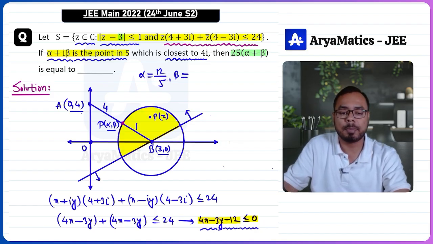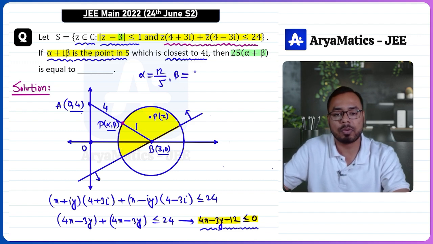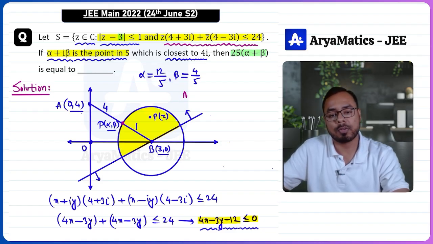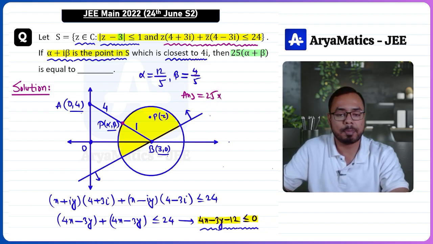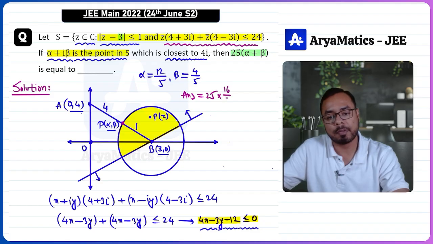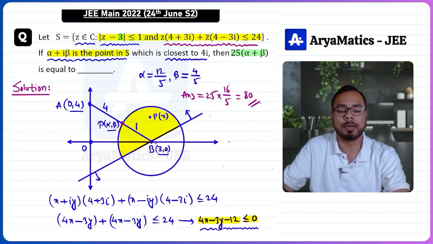And similarly, beta will be 4 into 0 plus 1 into 4, and that divided by m plus n, so 4 plus 1, 5. The problem was we need to find 25 into alpha plus beta. So alpha plus beta, that will be 16 by 5, and then 25 into 16 by 5, that will be 80. So that is the correct answer for this problem, right?